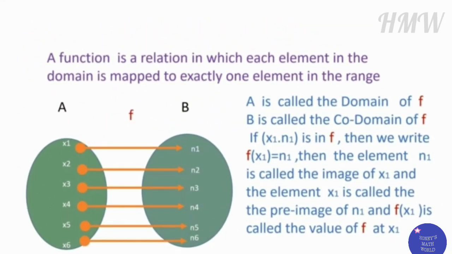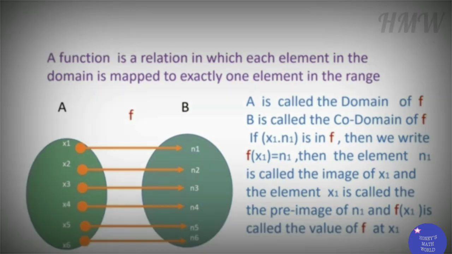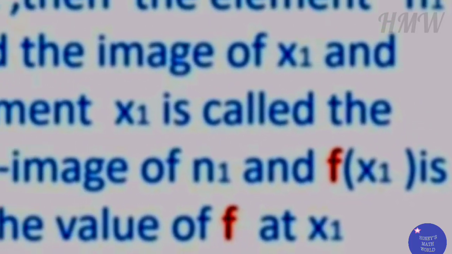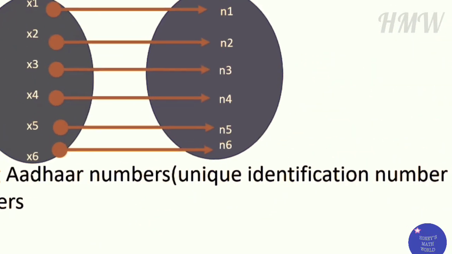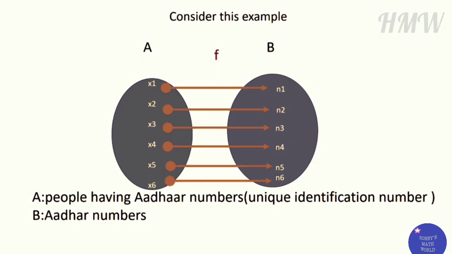And if (x1, n1) is in f, then we write f of x1 as n1. Then n1 is called the image and x1 is called the pre-image. And f of x1 is called the value of f at x1. These concepts are explained in my previous video. Now let us consider this example.